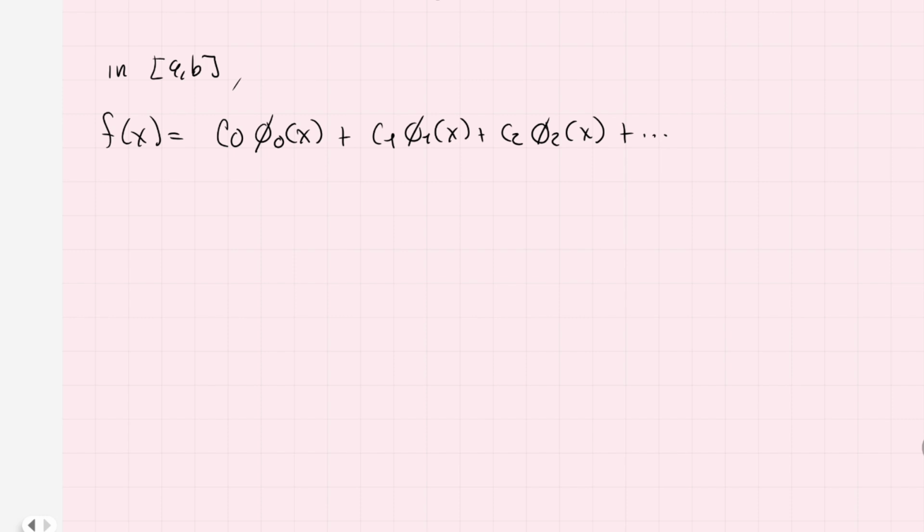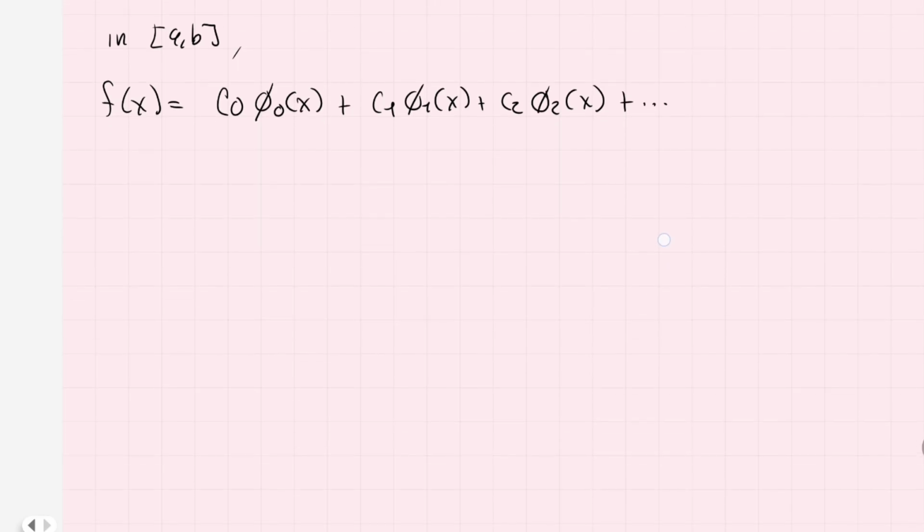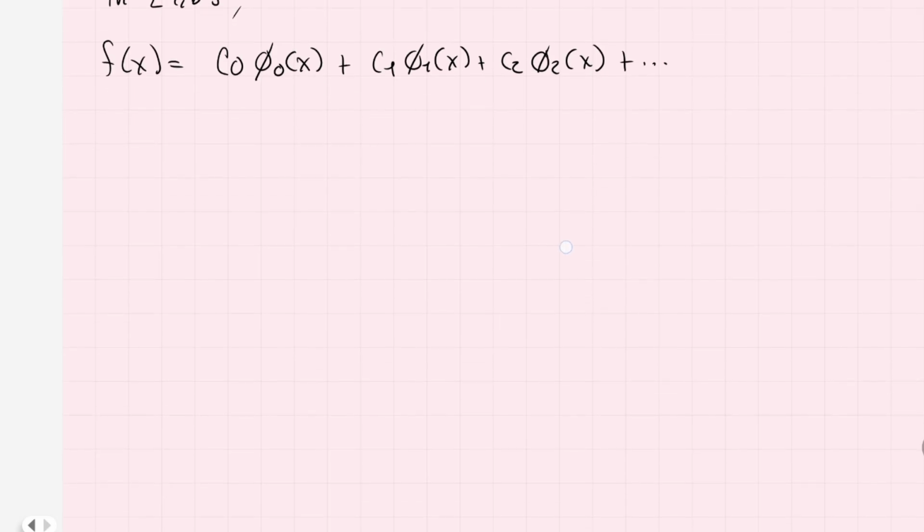To answer this question, we need to be able to find these constants c0, c1, c2 to be able to construct the function f. It turns out that we will be able to find these constants using the inner product that we have just defined. So what we are going to do first is to multiply this whole expression by a particular function, one of the functions that make up this set, for example, phi m of x. So what happens if we do that?